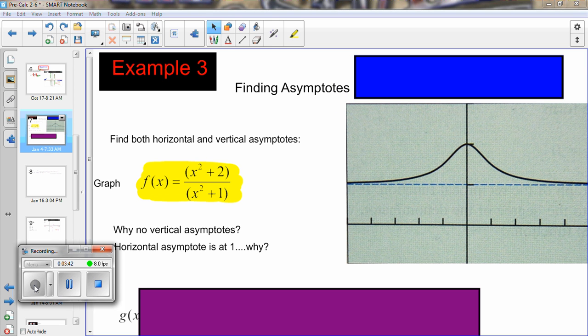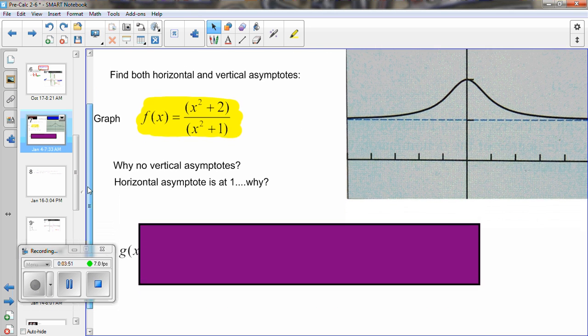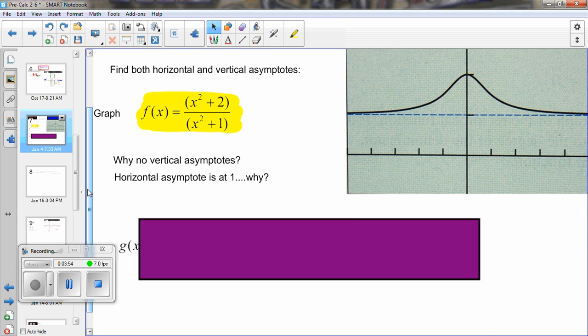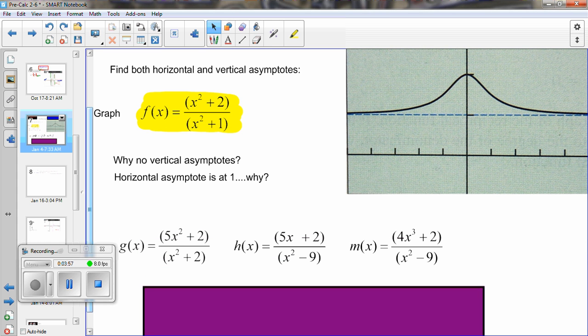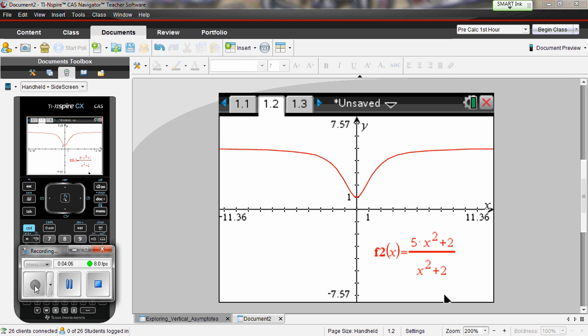So uncovering this little box right here, we talked about why there are no vertical asymptotes. That's because the denominator cannot be 0, and there's a horizontal asymptote at 1, thanks to Mr. Corser, because the leading coefficients divide into 1. Now, we're going to look at 3 more functions down here. So we're going to right now have you guys in class graph g of x, the first. Okay, having graphed our new function, 5x squared plus 2, over the quantity x squared plus 2, we get this graph. Does there appear to be a vertical asymptote? Jack? No.